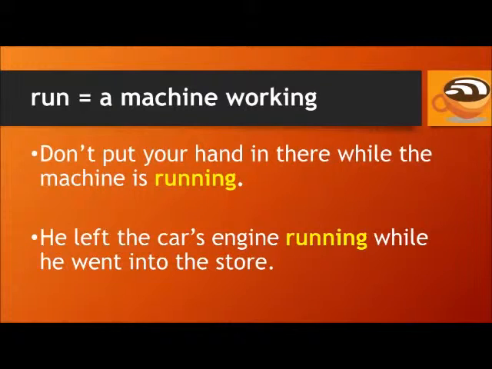Run can also be used when a machine is working. For example, don't put your hand in there while the machine is running. He left the car's engine running while he went into the store.